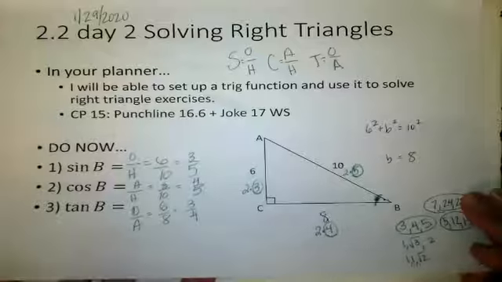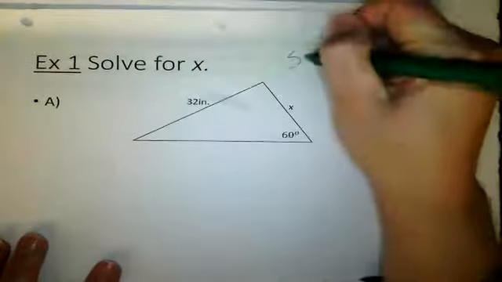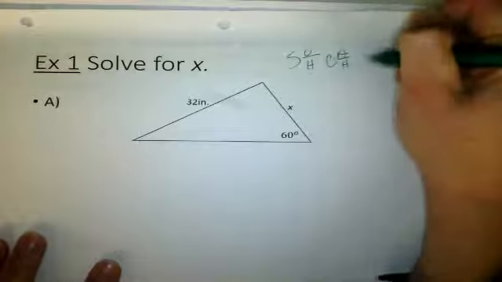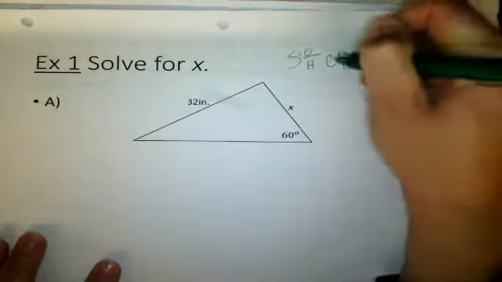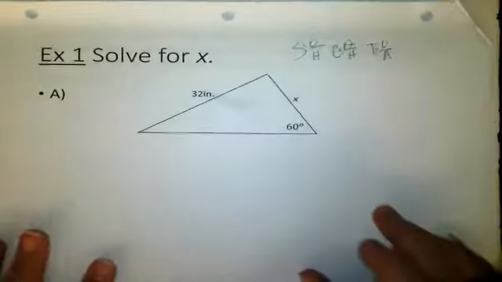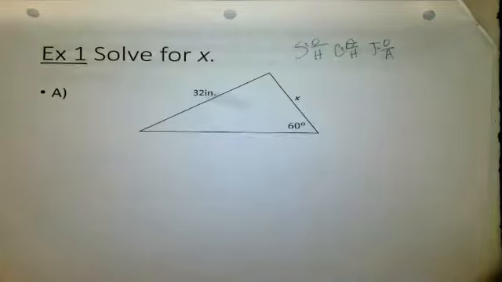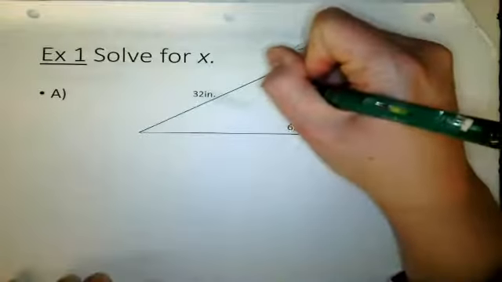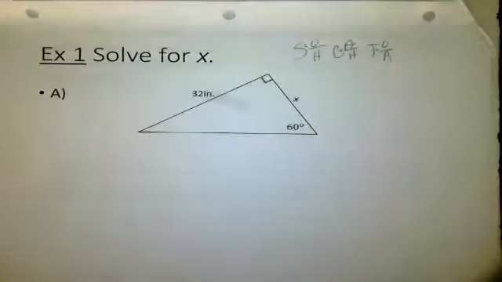All right. Very good. Here we go. So we are applying that same knowledge today with our SOHCAHTOAs. And so we have a triangle. It is a right triangle. So know that is a right triangle. Important.